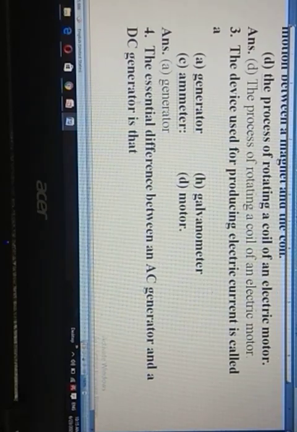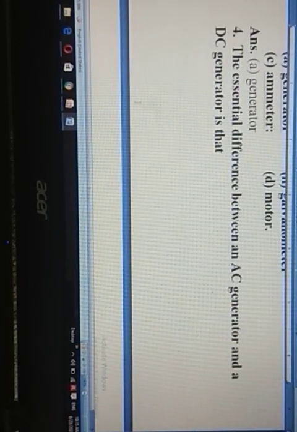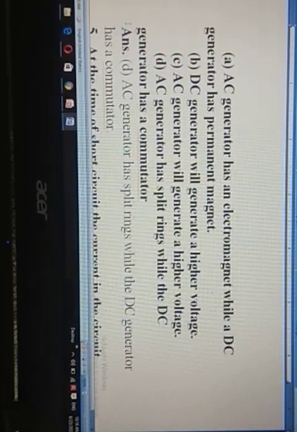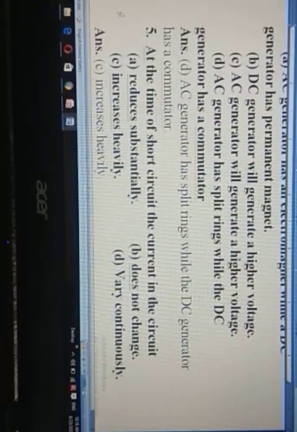Question number 4. The essential difference between an AC generator and a DC generator is that: A, the AC generator has an electromagnet while a DC generator has a permanent magnet. B, the DC generator will generate a higher voltage. C, the AC generator will generate a higher voltage. D, the AC generator has slip rings while the DC generator has a split-ring commutator. So the answer is D, the AC generator has slip rings while the DC generator has a commutator.